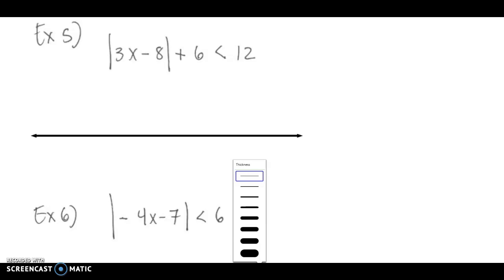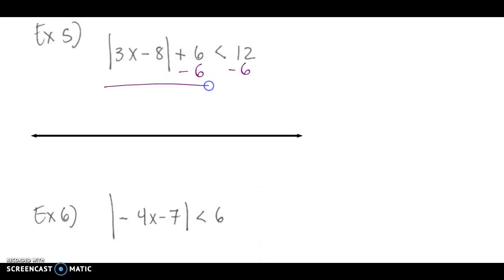So example 5 here, we need to isolate the absolute value inequality. So I'm going to get rid of this plus 6 by subtracting 6 from both sides. That leaves me with just the absolute value inequality. The absolute value of 3x minus 8 is less than 6.